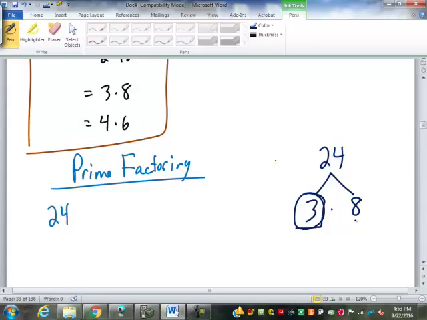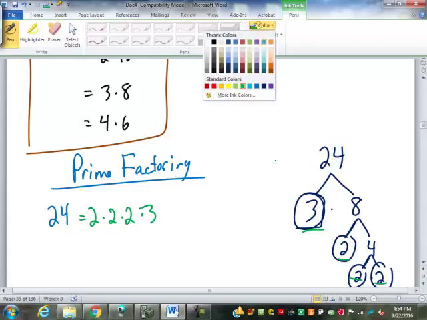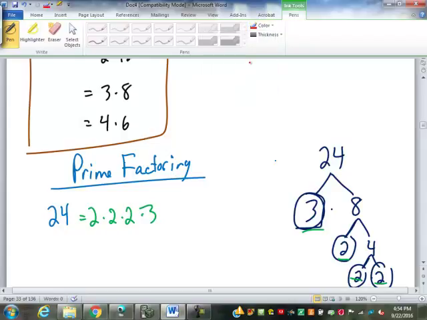Is 8 prime? No, it can be divided into 2 times 4. The 2 is prime. 4 can be split into 2 times 2. Those are now primes. I circle them. Once everything at the bottom of my branches is circled, I know I'm done. For 24, I have 1, 2, 3 2's. So 2 times 2 times 2 times 3. That's my prime factoring.